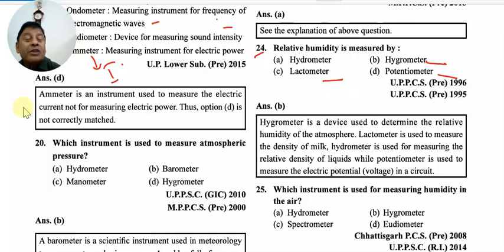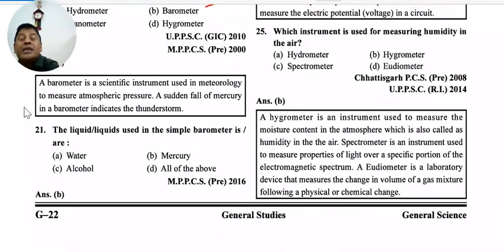Now come to this question. Which instrument is used to measure atmospheric pressure? It's also the barometer, right? Next come to this question.